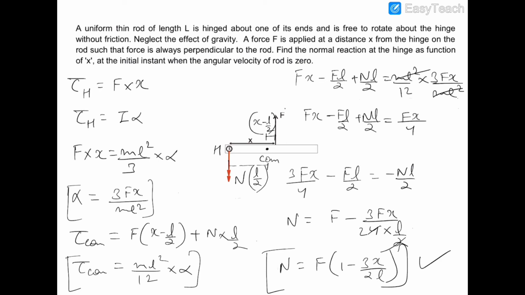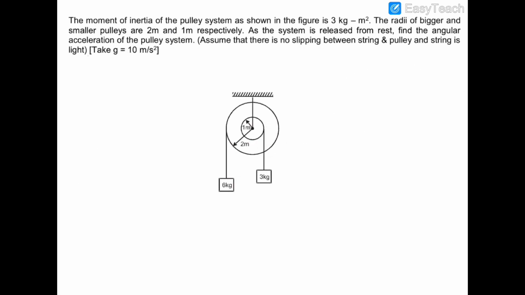Now let's move on to the next question. In this question, you can see that there is a stepped pulley whose moment of inertia is 3 kg meter square. Now the inner radius of this stepped pulley is 1 and the outer radius is 2. Now this system is at rest initially, and this is released from rest, and assuming that there is no slipping between string and the pulley, we have to find out the angular acceleration of this pulley.